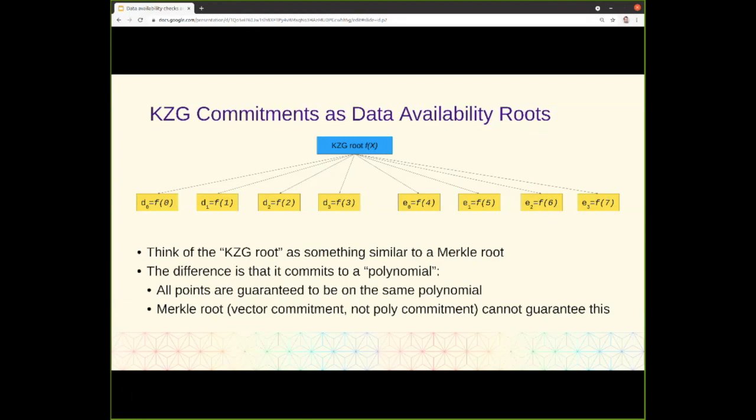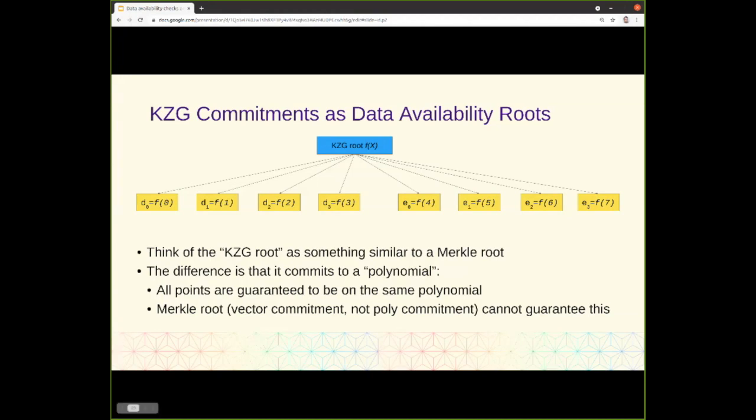Every time we take a sample, we get from the full node not just the sample itself, but we will also get a proof that this was the correct evaluation. This is similar to a Merkle proof, which is why we also call them witnesses. In this case, the witness is this KZG proof, the proof that the evaluation of this polynomial was this particular value. And so this guarantees that all of these values are on the same polynomial.